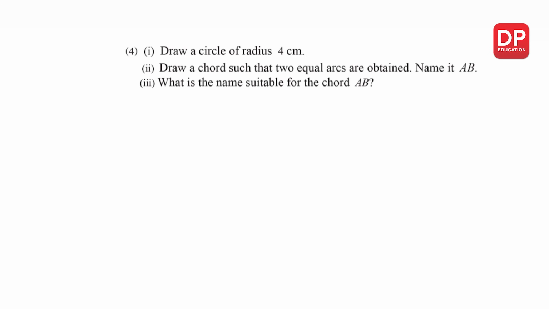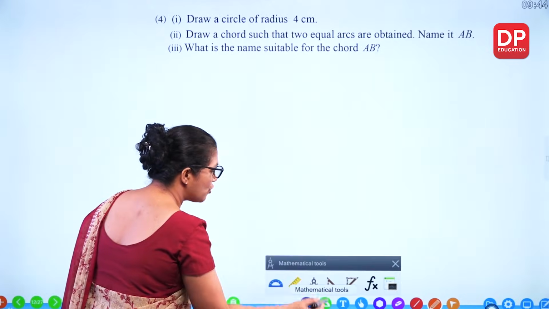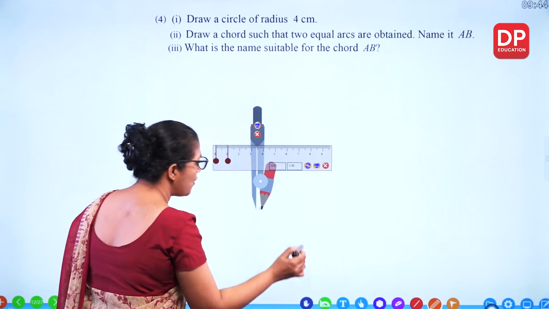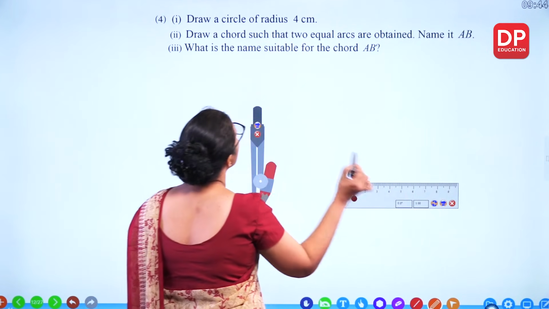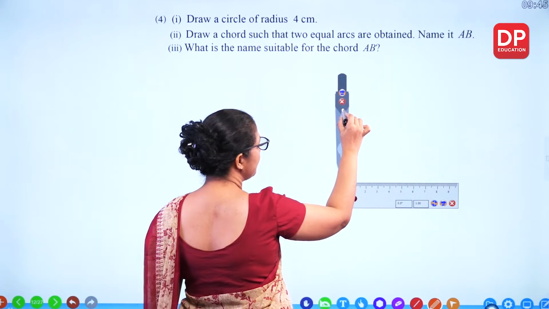Draw a circle of radius 4. That means you need to take the compass and the ruler. Radius is 4 centimeters.